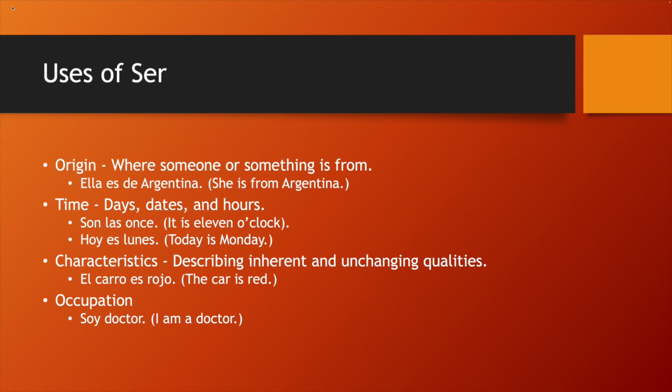Then we have characteristics, describing inherent and unchanging qualities. El carro es rojo. The car is red. Now, yes, technically you could paint the car a different color, but in general, people don't do that. And if a car is red today, it'll probably be red tomorrow. So, el carro es rojo is a great example. And also for describing occupation. For instance, if you are a doctor, you could say soy doctor. I am a doctor. Now, note when describing occupation, you don't put an indefinite article in there. You don't say soy un doctor. You say soy doctor.